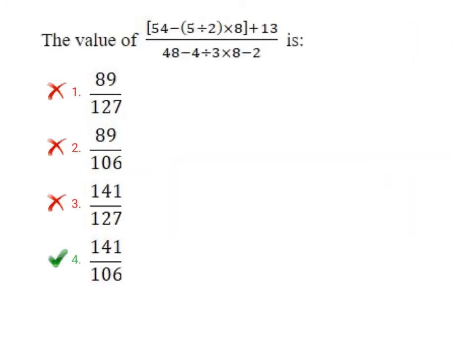Next, he's asking you the value of this expression. Now see here, first give priority to the bracket.